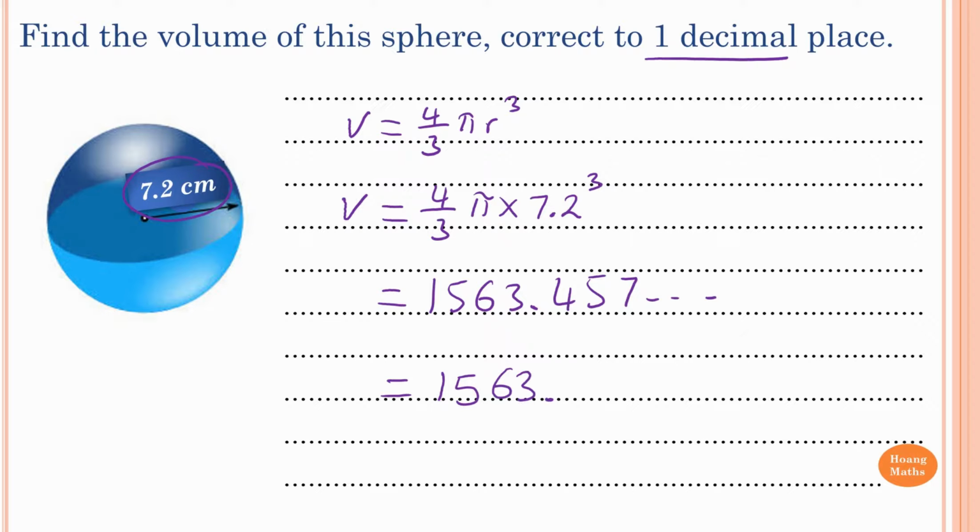1563. Now before we write 1563.4, we have to check the number after 4, which is 5. So from 5 onward, we need to round up. So instead of writing 0.4, we write 0.5. And don't forget the unit, which is cubic centimeters.